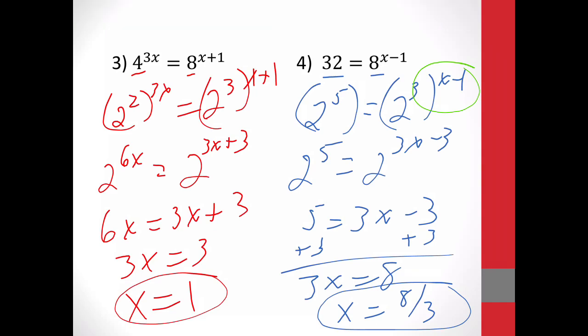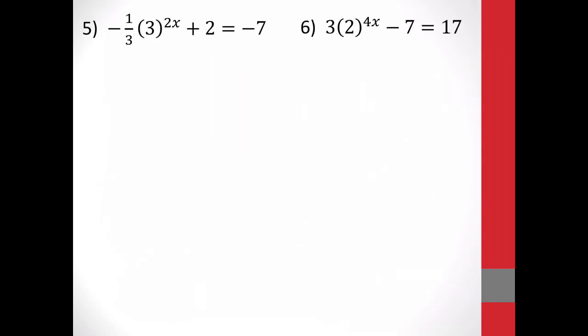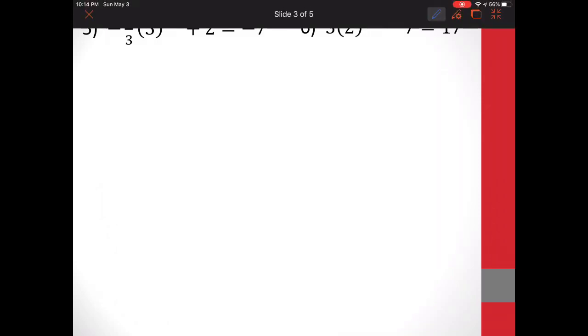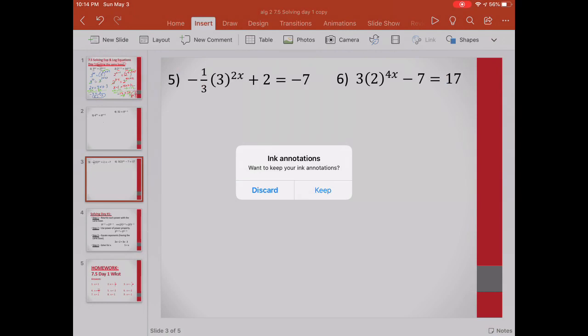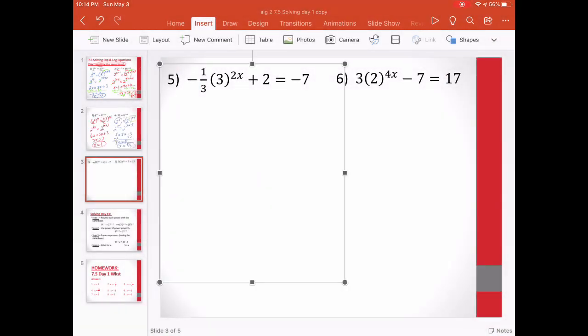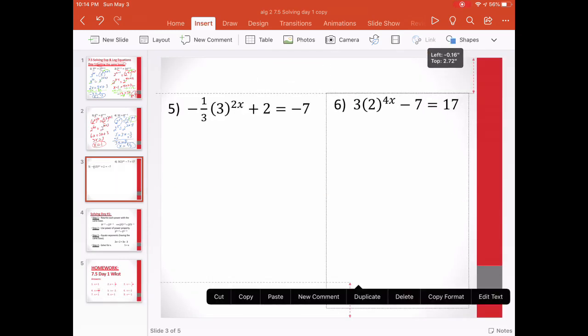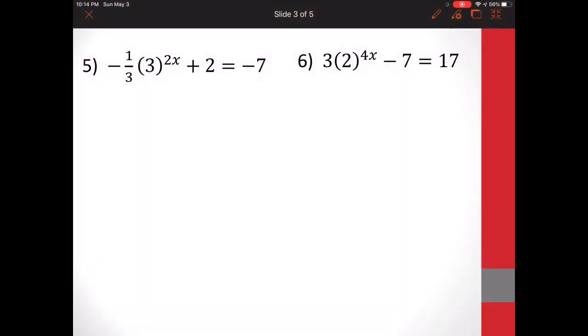All right, so we move on to example 5 and 6. Now this is a little, again, I'm sorry, let me do this real quick. Move this down a little bit so you can see as I'm writing. Sorry about this, guys. I should have done this earlier, but I didn't.